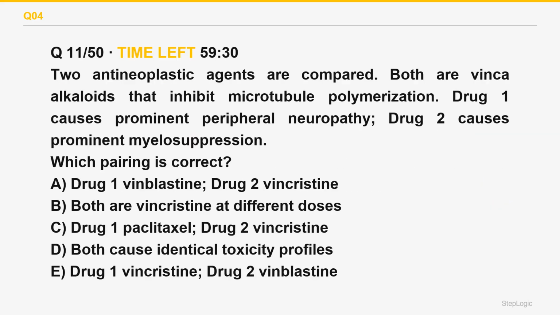Which pairing is correct? Two antineoplastic agents are compared. Both are vinca alkaloids that inhibit microtubule polymerization. Drug 1 causes prominent peripheral neuropathy. Drug 2 causes prominent myelosuppression.